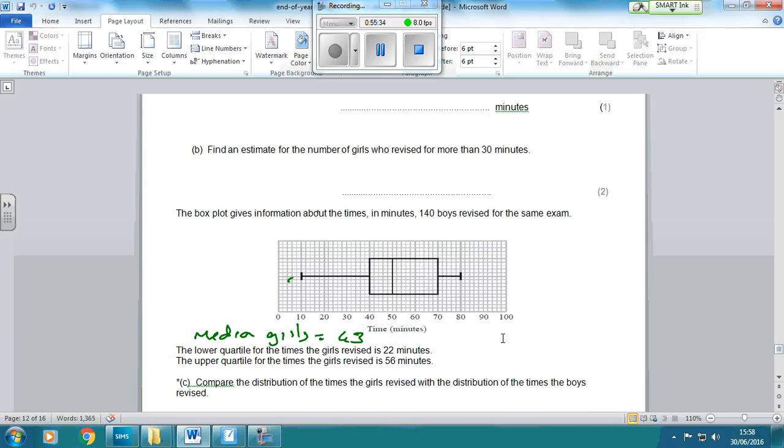Right, so whenever we've got to compare box plots, we do two things. First of all, we compare the median. Now the boys' median is 50, and the girls' median is 43. So we say that the boys' median is higher. Therefore, boys spent longer revising.